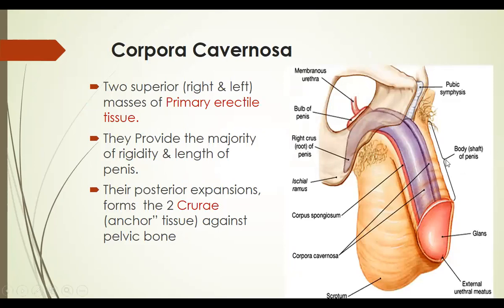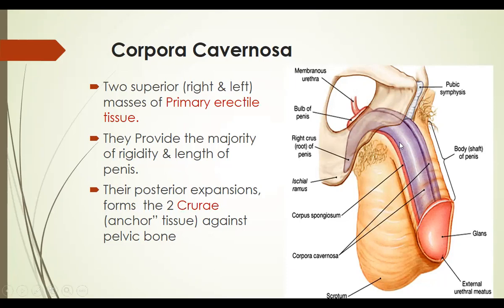As you can see here, these are the two corpora cavernosa, which are the erectile tissue, two superior right and left masses of primary erectile tissue. Whenever there is accumulation of blood here, it will lead to erection of the penis. They provide the majority of the rigidity and length of the penis. So these corpora cavernosa provide the actual rigidity as well as the length to the penis whenever blood is stagnant there.